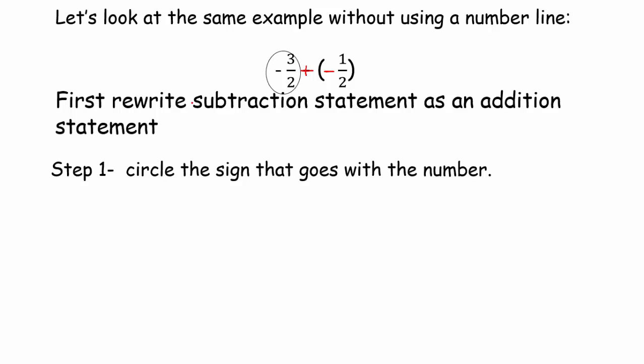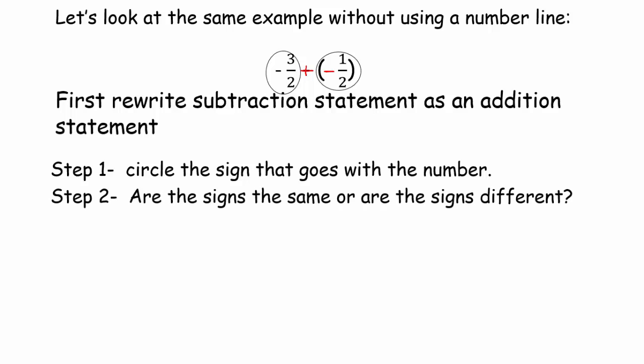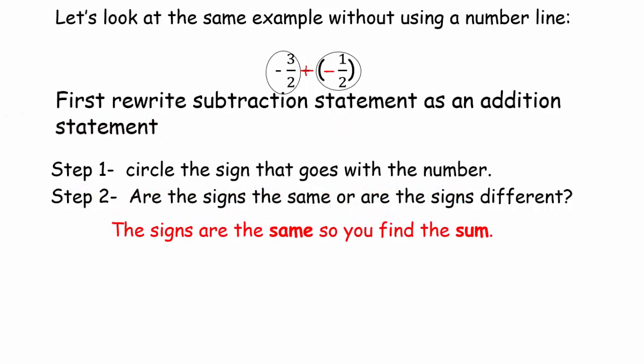That first number has a negative sign right in front of it. Our second number has a negative sign right in front of it. Are the signs the same or the signs different? Those signs are the same. They both have a negative in front, so we'll find the sum. So I'm going to find the sum of 3/2 and 1/2. Sum means to add, and this is alliteration, right? Signs are the same, find the sum. 3 plus 1 is 4/2, which is just 2.